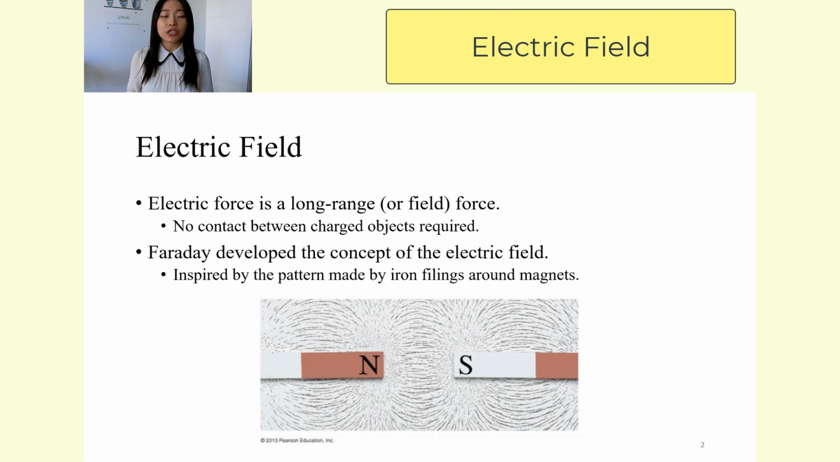This concept was originally developed by Faraday. It was inspired by observing the pattern when we put two magnets inside iron filings. Then we will observe the pattern as shown. As we'll learn later in the course, this pattern is the electric field.